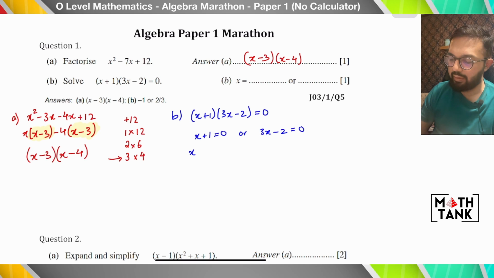Okay. So x is therefore equals to minus 1, or 3x is equals to 2. And when I take 3 to the other side, it goes into divide, so x is either minus 1 or 2 over 3.